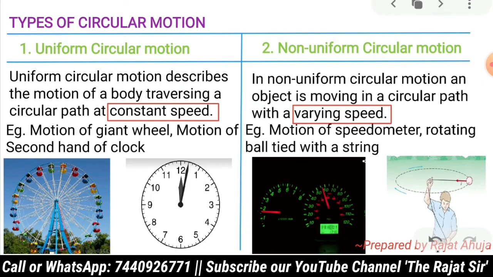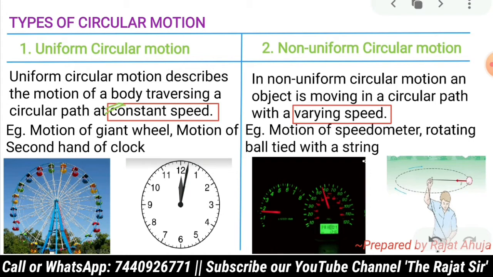Now let's move to the types of circular motion. There are basically 2 types of circular motion. One is called the uniform circular motion and the other one is called the non-uniform circular motion. So why is any circular motion called uniform? When the speed is constant, that is, if any body moves with a constant speed, then we can call that motion the uniform circular motion.